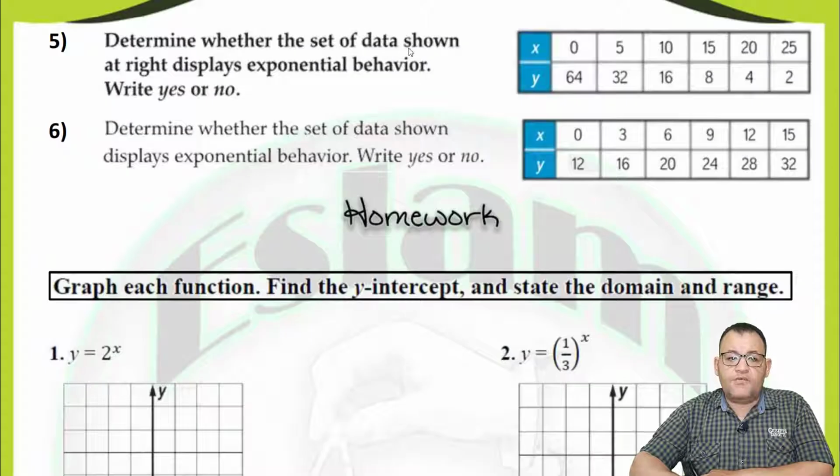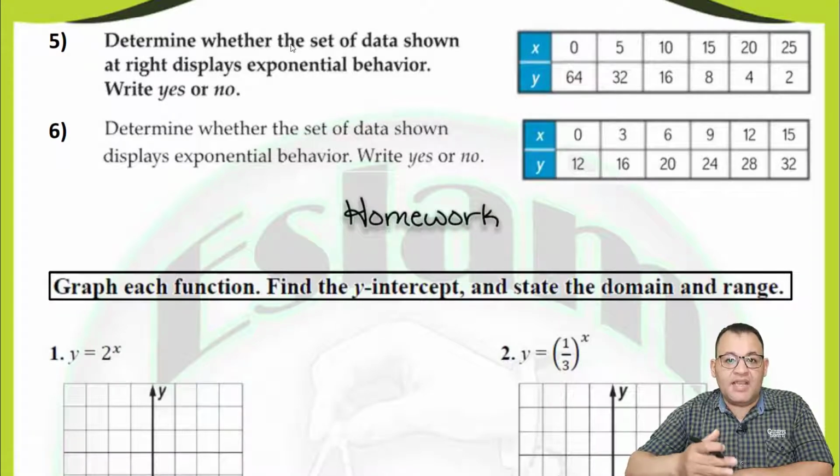Determine whether each set of data represents an exponential function or not. We have two relations connected together. If you add the same number each time, you are talking about a linear equation. But if you multiply by the same number each time, even if this number is a fraction, it means now you are talking about an exponential function.